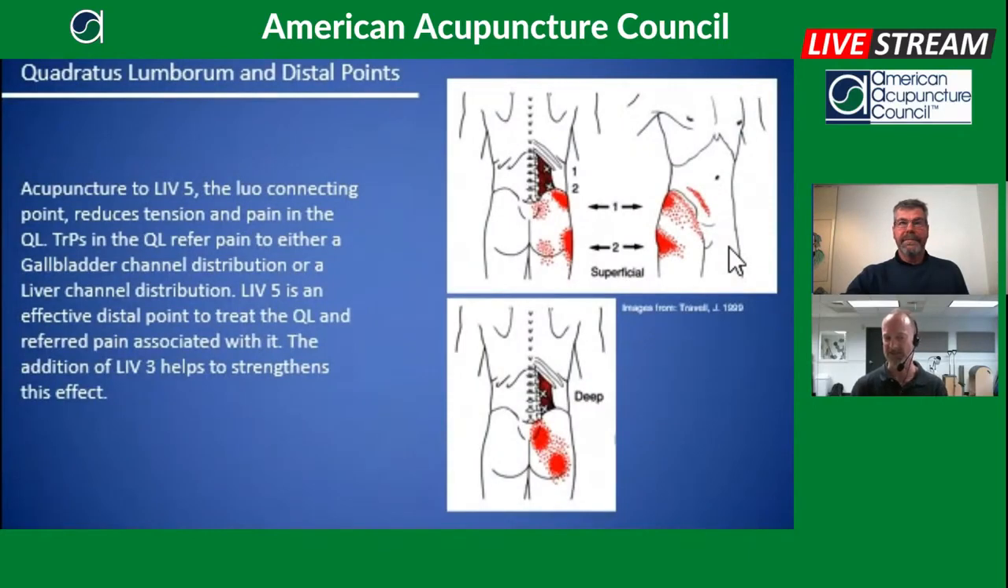This is something I've been working with, and Matt started adding liver 3, and that seems to really increase the effectiveness. Liver 5 by itself is quite effective, but liver 3 at the source and liver 5 at the low point on that channel is an even stronger treatment. So this is a really great distal point combination that you can use in combination with the local needling we just covered for the side where the QL is really a pain generator.